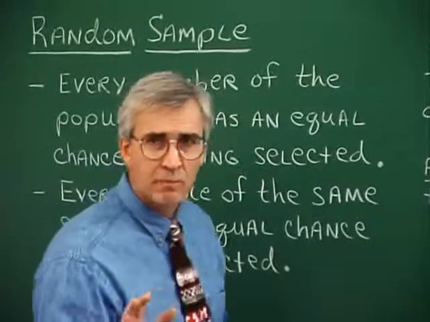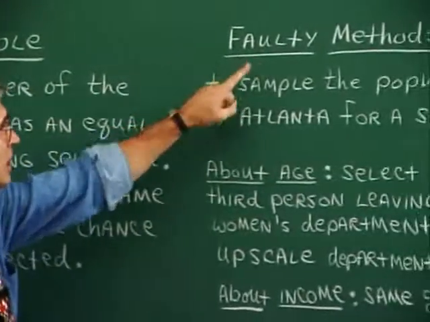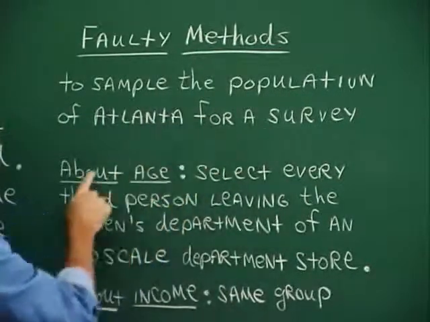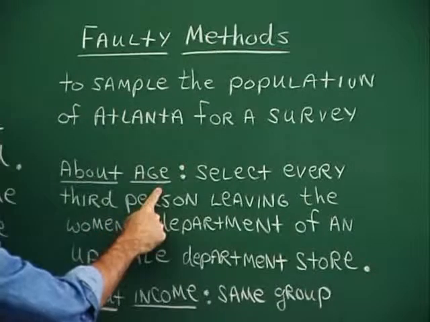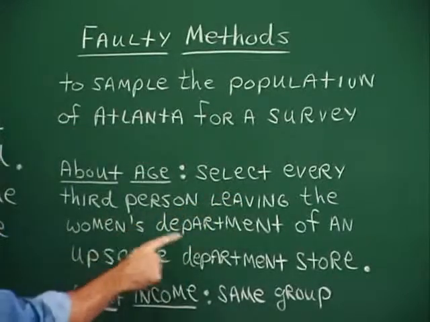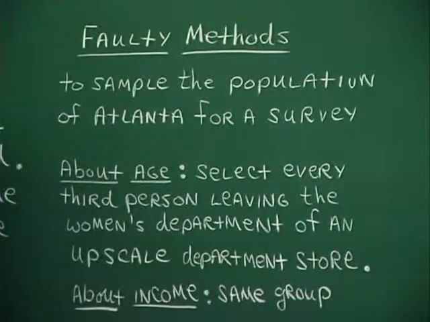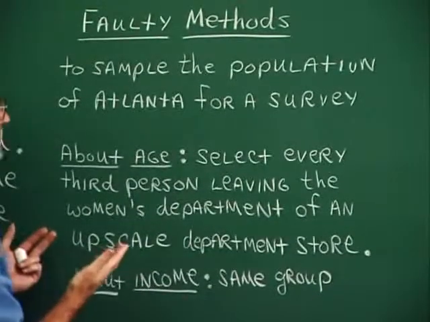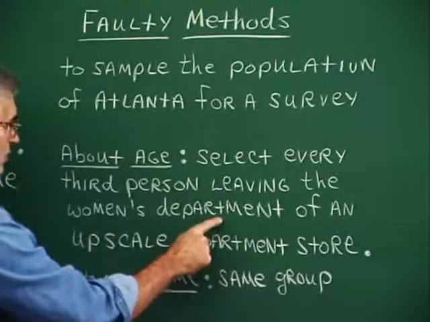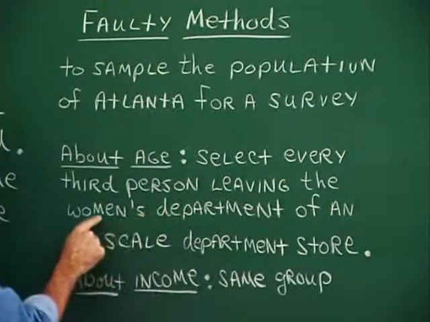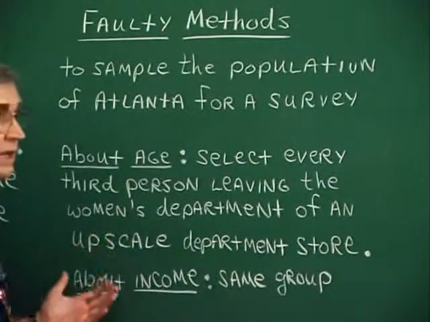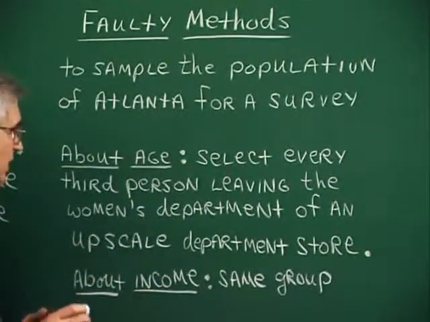Another example of what not to do in sampling is this. These are a couple of other faulty methods. Suppose we want to sample the population of a big city like Atlanta for a survey about age. So we're going to survey people about age. And we select every 3rd person leaving the women's department of an upscale department store. Now, what's wrong with that? Why would this be a biased sample? Well, if we're selecting people leaving the women's department of an upscale department store, then presumably we're going to be surveying more women than men, perhaps only women in this survey. A bias is built into that situation.